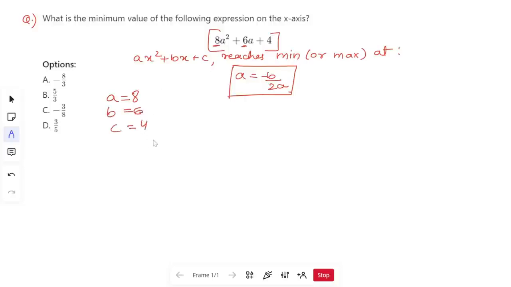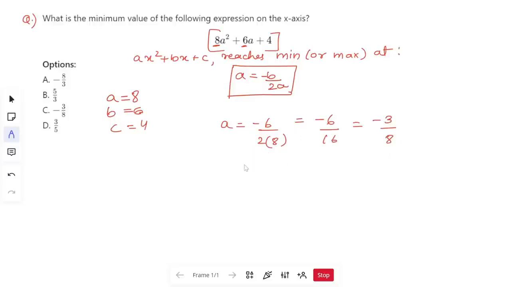B is 6 and c is 4. Now using this, we will substitute these values in our formula. So a is equal to minus 6 by 2 into 8, which is equal to minus 6 by 16, which is further equal to minus 3 by 8. Cancelling it out with 2, it will give us this much. So we have got the value of a in this form.